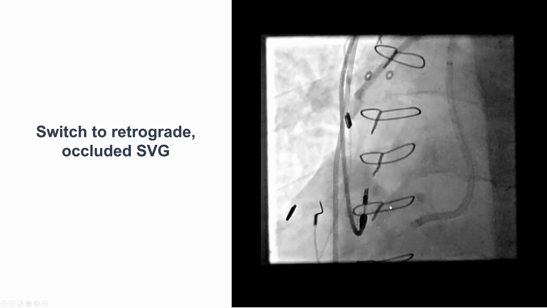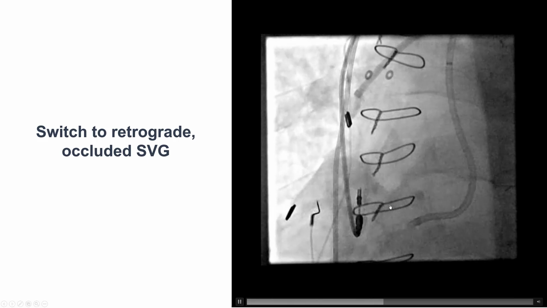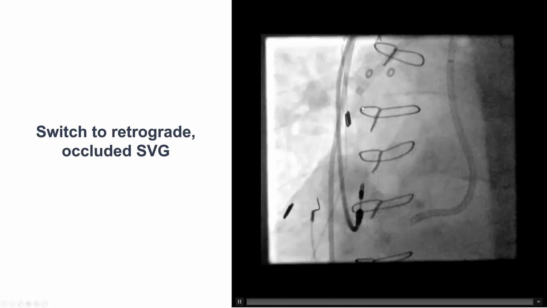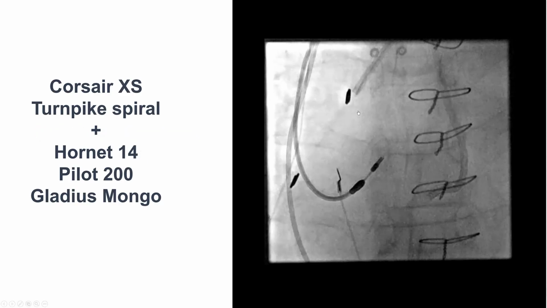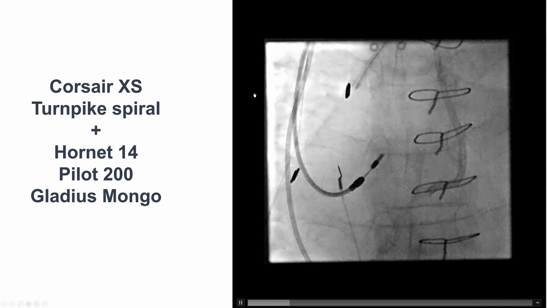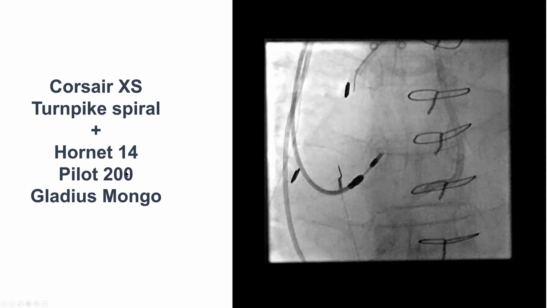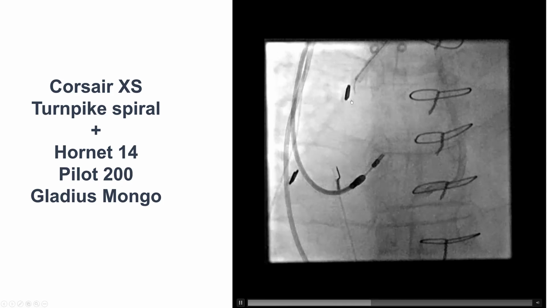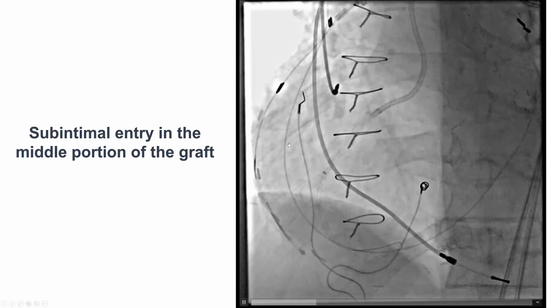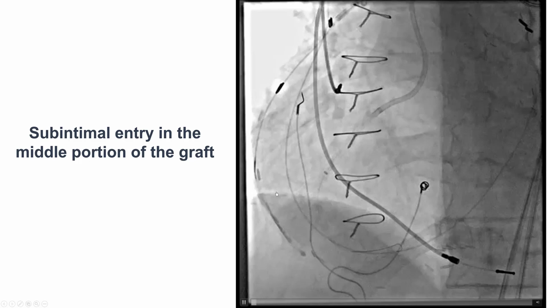We decided to try a retrograde crossing through the occluded saphenous vein graft. We did have a nice, well-defined proximal cap. And that ended up being a fairly difficult to penetrate graft. We ended up having to use a Hornet to penetrate the proximal cap. Then we changed it for a polymer jacket, a Pilot 200 and a Gladius Mongo. And that made some progress through the proximal portion of the saphenous vein graft.